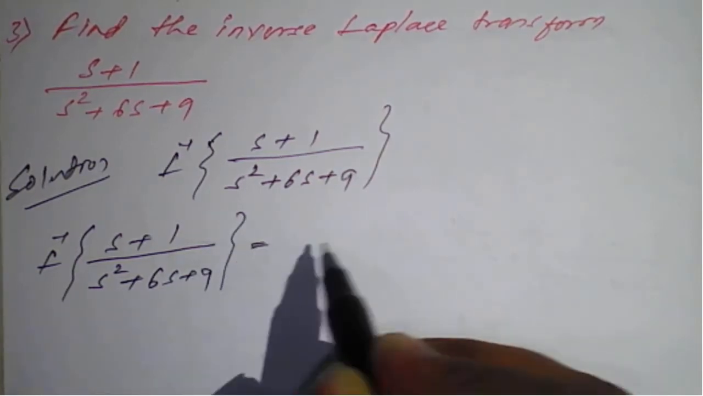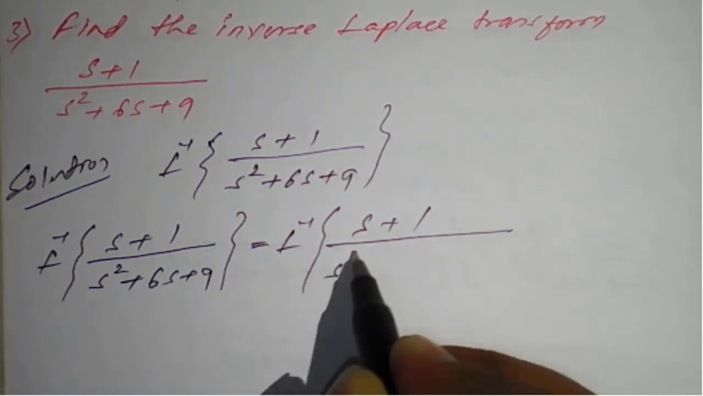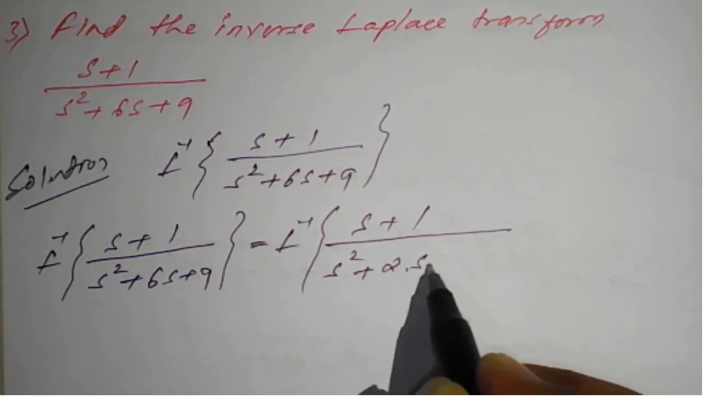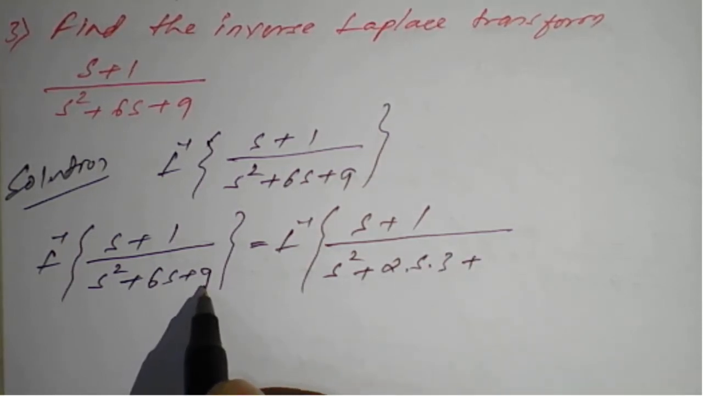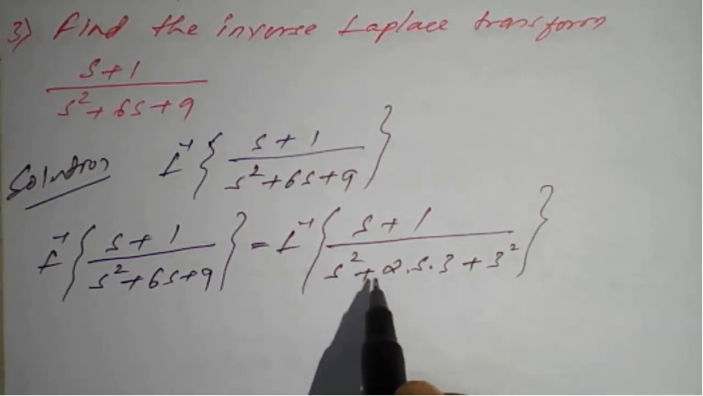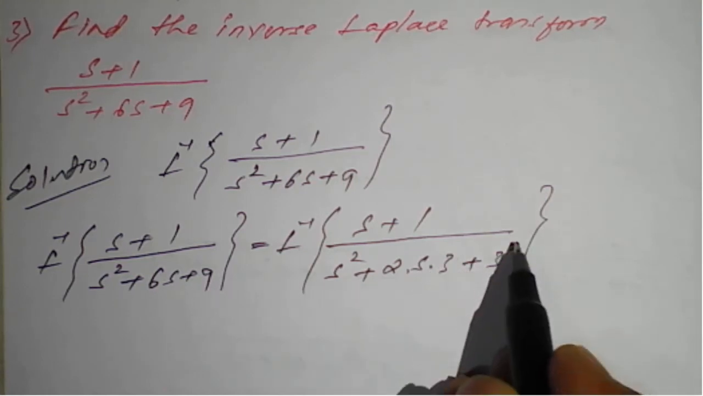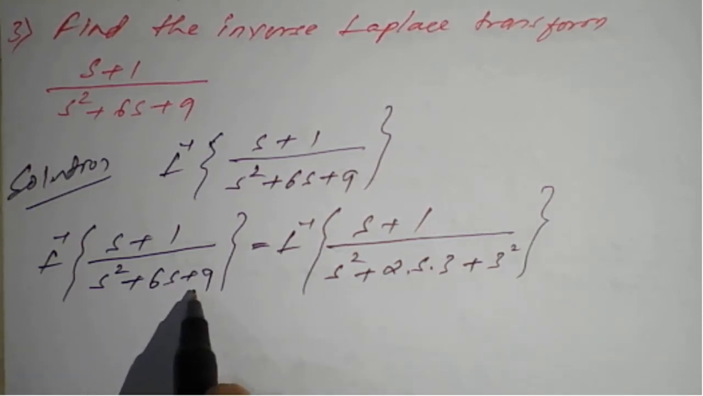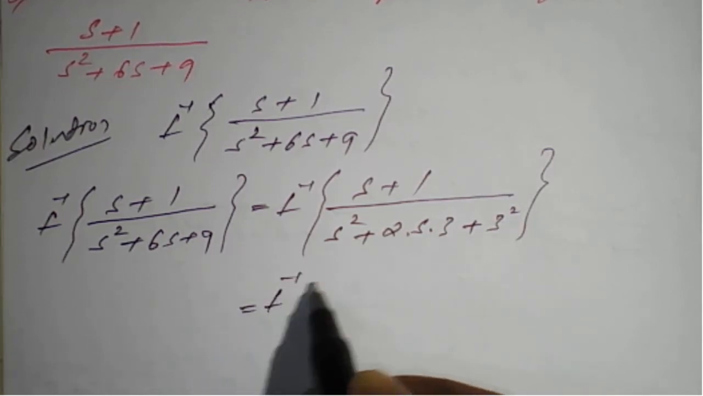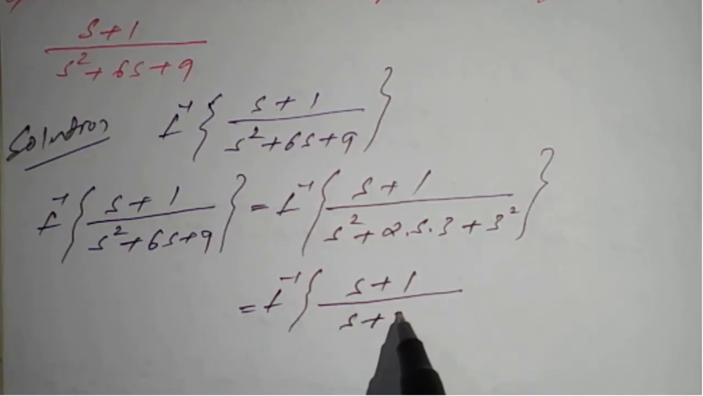Here, the denominator can be converted as s square plus 2 into s into 3 plus, and 9 is nothing but a perfect square, that is 3 square. So I can say a square plus 2ab plus b square, where b value is 3. So the given thing is in the form of a plus b whole square in the denominator, which is nothing but inverse Laplace of s plus 1 divided by s plus 3 whole square.